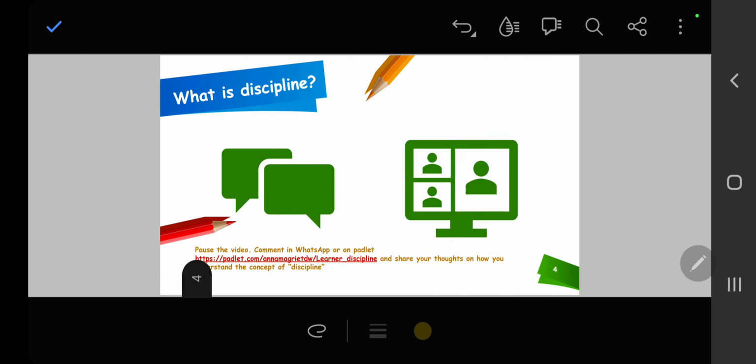So before we continue, I want you to think a little bit about discipline, learner discipline in particular. How would you define it in your view? What is discipline? What does it entail? Please go to either the Padlet or you can just share your thoughts on the WhatsApp group and tell us what your thoughts are about learner discipline. What is discipline?